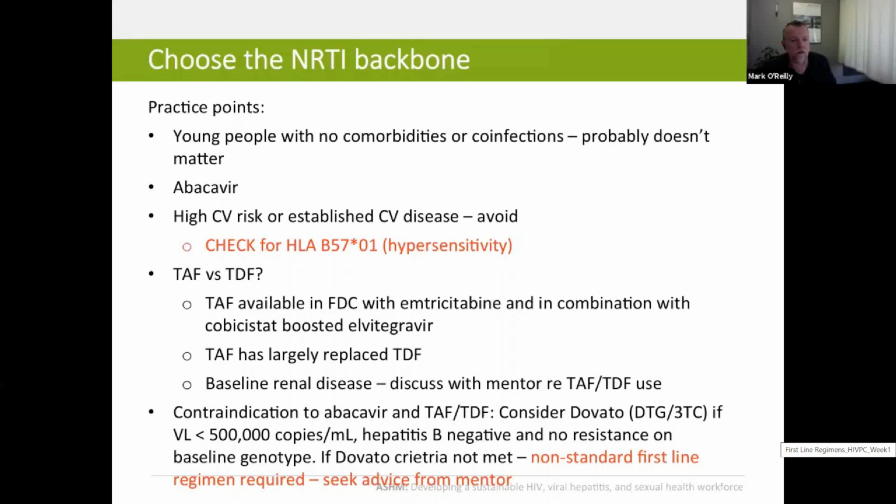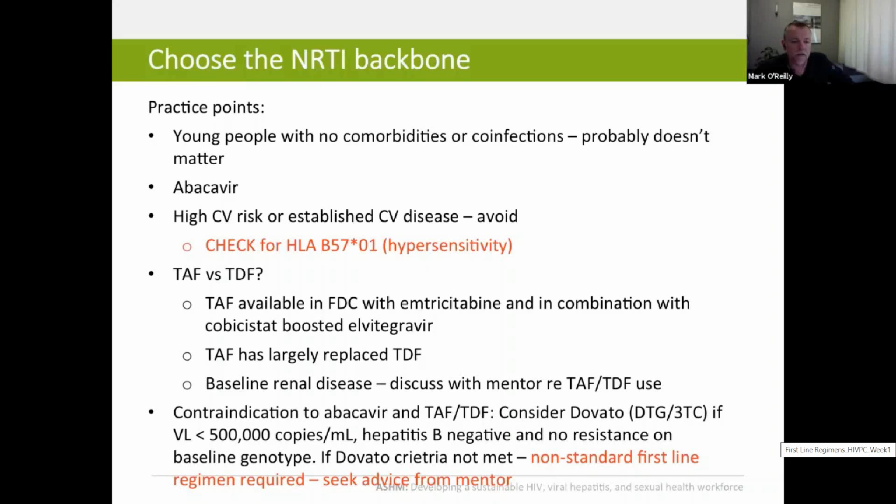So we've talked about the different characteristics of the NRTIs that make up the backbone. When you're choosing your NRTI backbone, if you're looking at a triple therapy regimen, it's important to think about a few points. Young people with no comorbidities or co-infections, it probably doesn't matter which backbone you choose. So putting an individual with a very low cardiovascular risk on abacavir is probably a reasonable approach. However, in an individual who's got high cardiovascular risk or established cardiovascular disease, abacavir is clearly a drug to avoid.